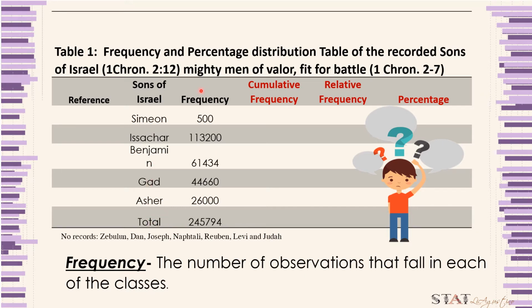So what is this frequency? Frequency is just like the number of occurrences. For example, how many students, or what is the frequency of theology students who are taking the statistics subject in this semester? Let's say they are 14. So the frequency is 14. How about in biology? Let's say they are 11. So the frequency is 11.